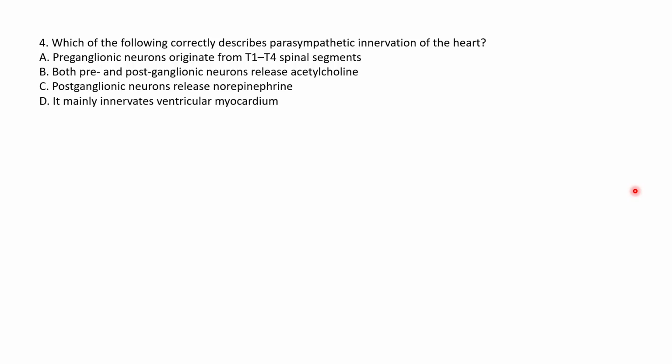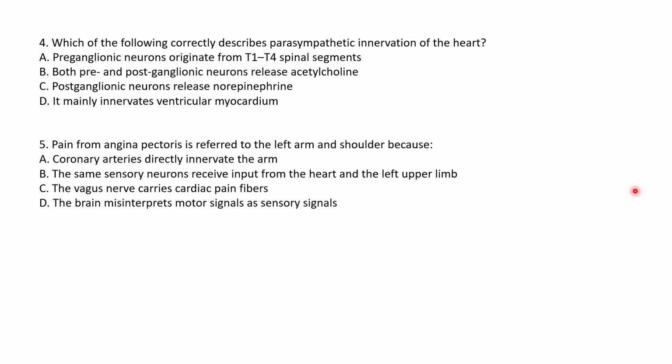Cool. So now let's move to the next question. I hope that's clear. Yeah. So pain from angina pectoris, I think angina pectoris was mentioned in the coursework, right? It's referred to the left arm and shoulder because of what reasons? Aside from pain in the chest, one might also get pain in the left arm and left shoulder. Why might that happen?